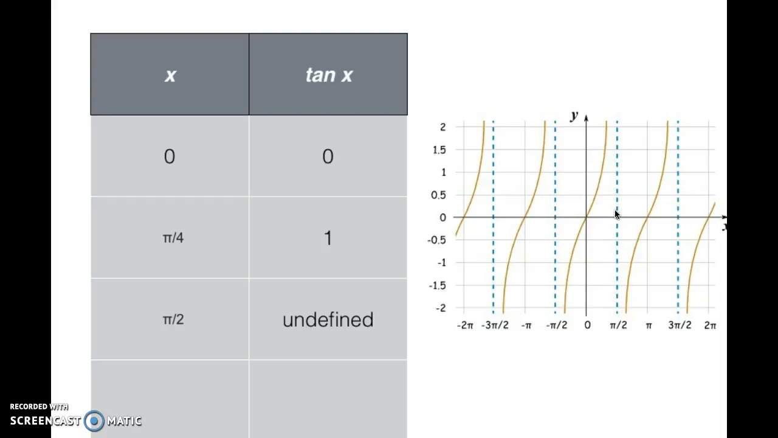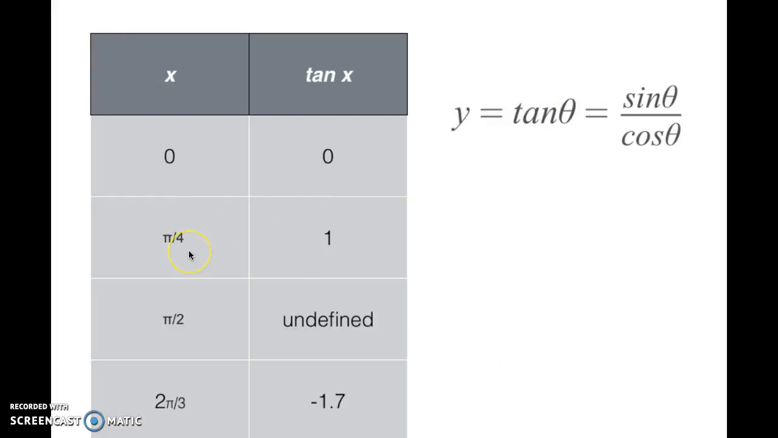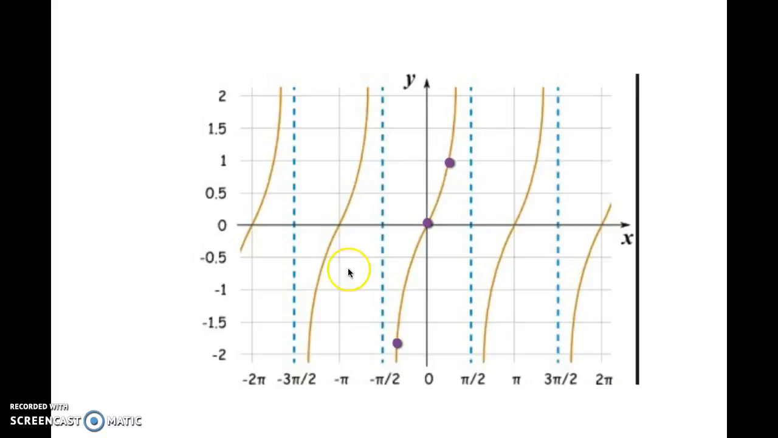Now we can start to graph our points. So first we will graph 0, 0. That will be graphed here. Then we can graph pi over 4 and 1. That will be graphed here.